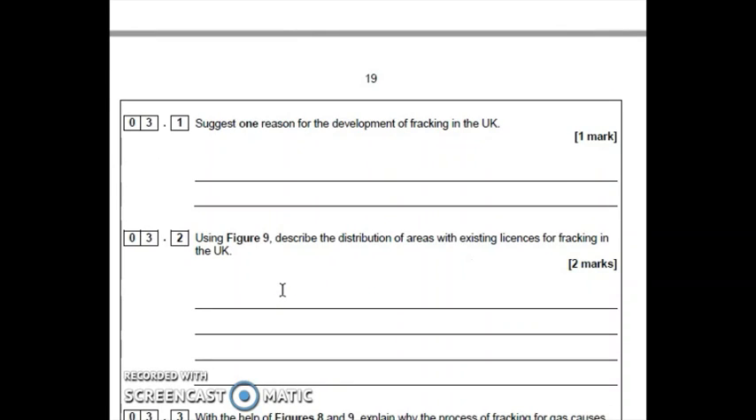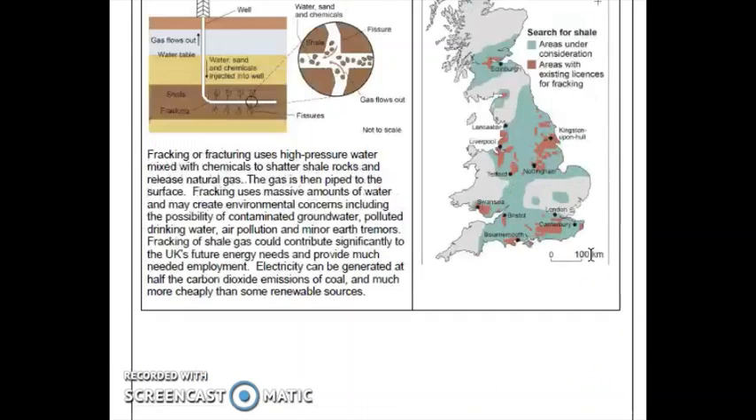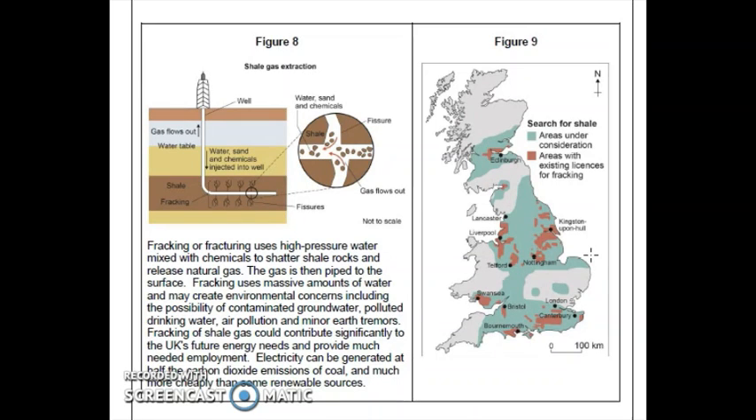3.2: using figure 9, describe the distribution of areas where there are existing licenses for fracking in the UK. So this word is used a lot, distribution. It's basically just describe where the areas are. Now for 2 marks, you've got to have a look at the figure. You've got to describe the pattern for 1 mark, and then as long as you use place names, that should be your second point. So what do you have on figure 9 to help you?